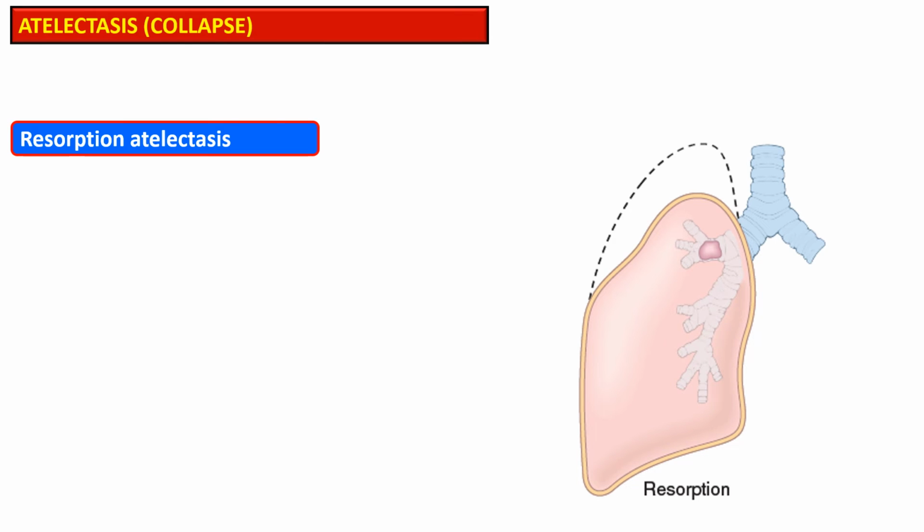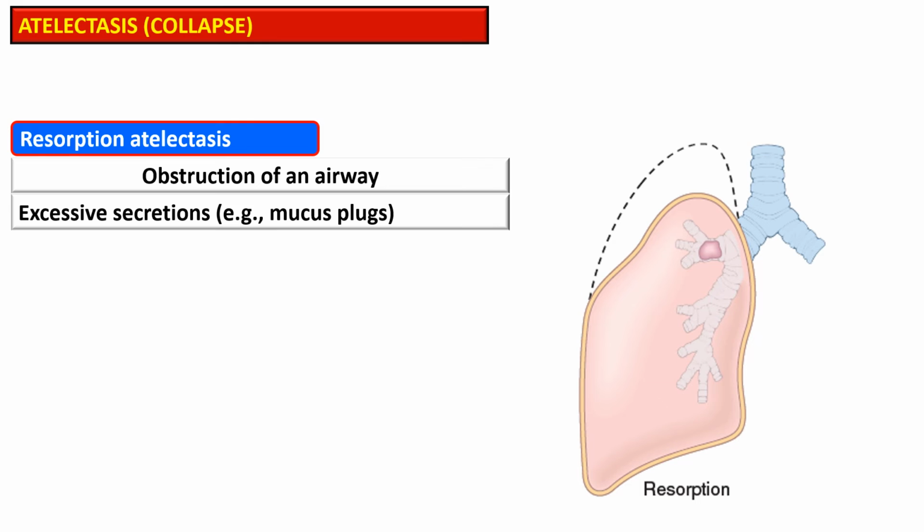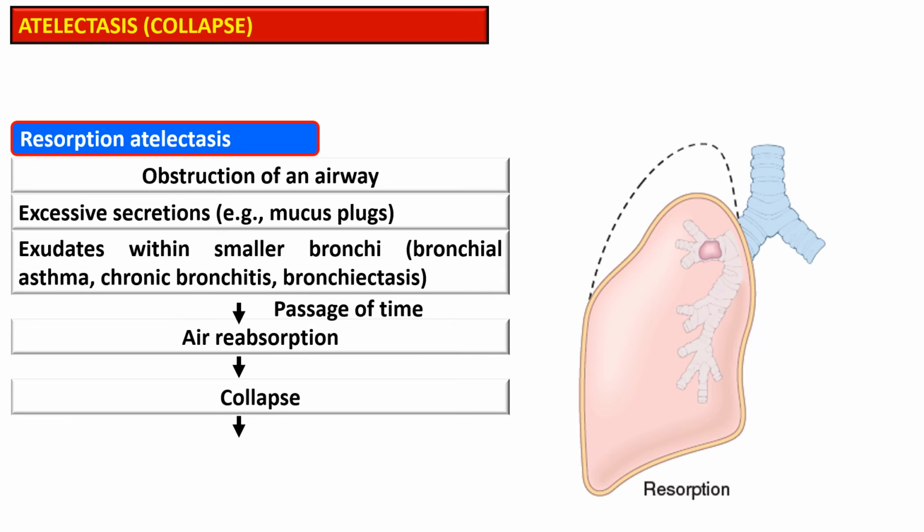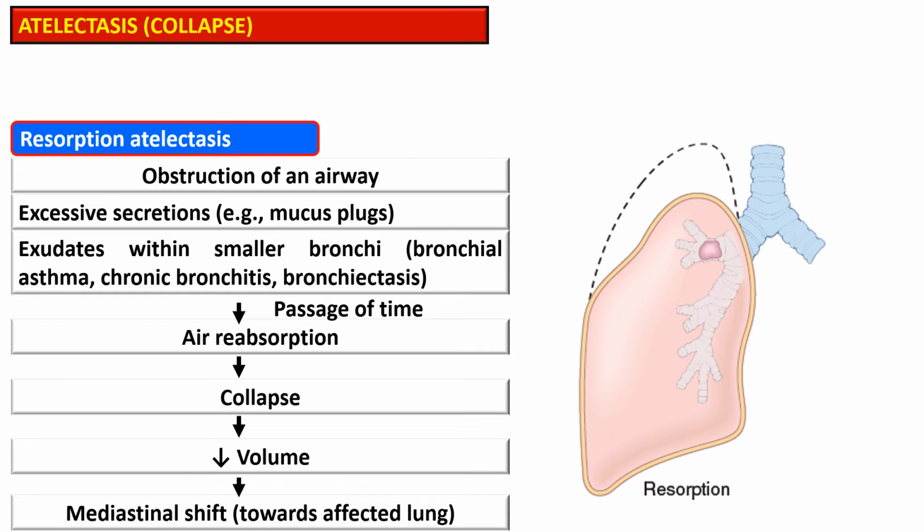Resorption atelectasis results from obstruction of an airway, and this obstruction may be the result of excessive secretion by a mucus plug, or due to the presence of exudate within the smaller bronchi, such as in bronchial asthma, chronic bronchitis, or bronchiectasis. With the passage of time, there is air resorption in the distal area, and it will lead to the collapse of the distal lung. This collapse results in decreased volume, and when volume is decreased, there is a mediastinal shift toward the affected lung.